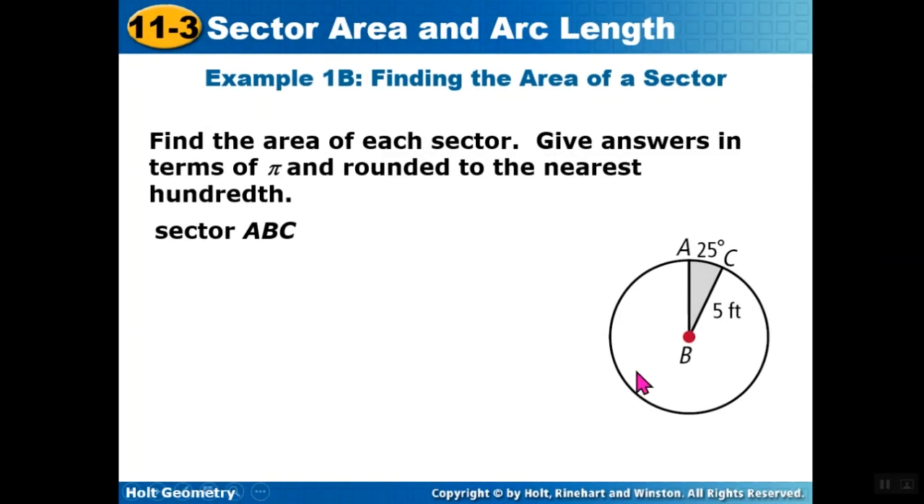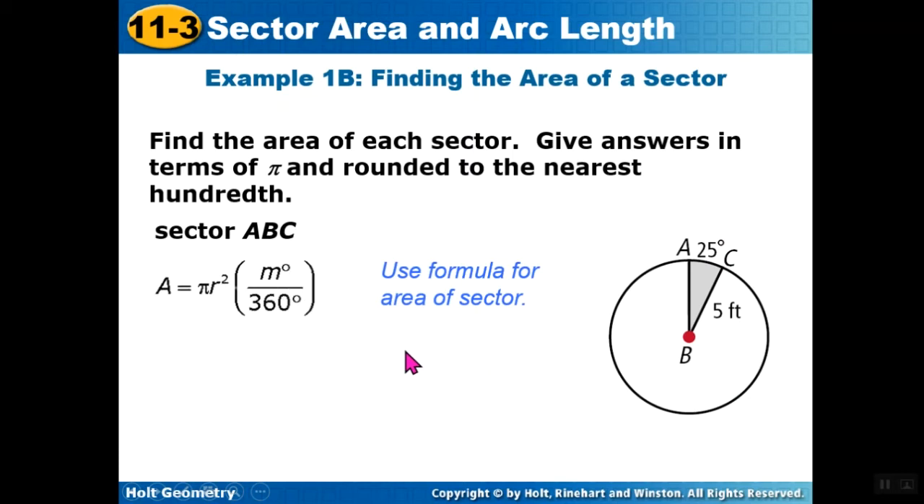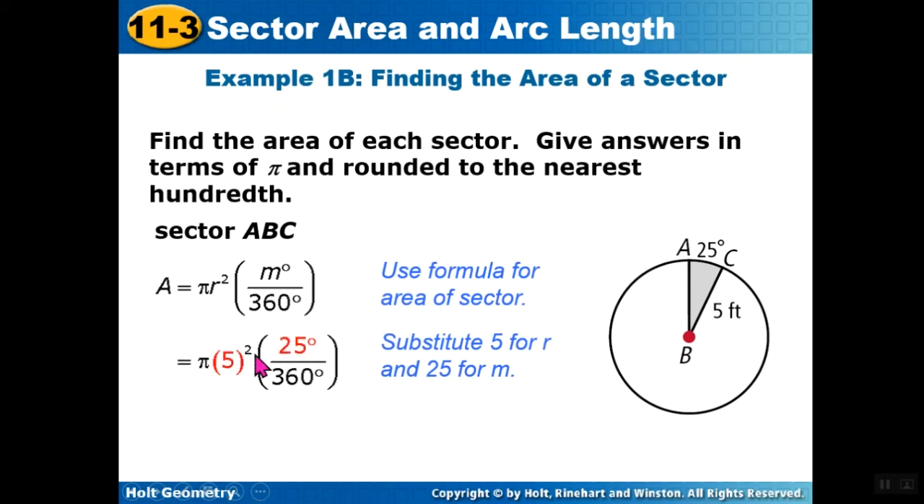Second one, find the area of this sector. How to find the area? Simply, this is 25 degrees out of 360 degrees, a full circle. So we multiply the area of the circle, the full area, by the part of the circle, which is 25 degrees divided by 360 according to the formula. Write the formula. Then substitute r and m.